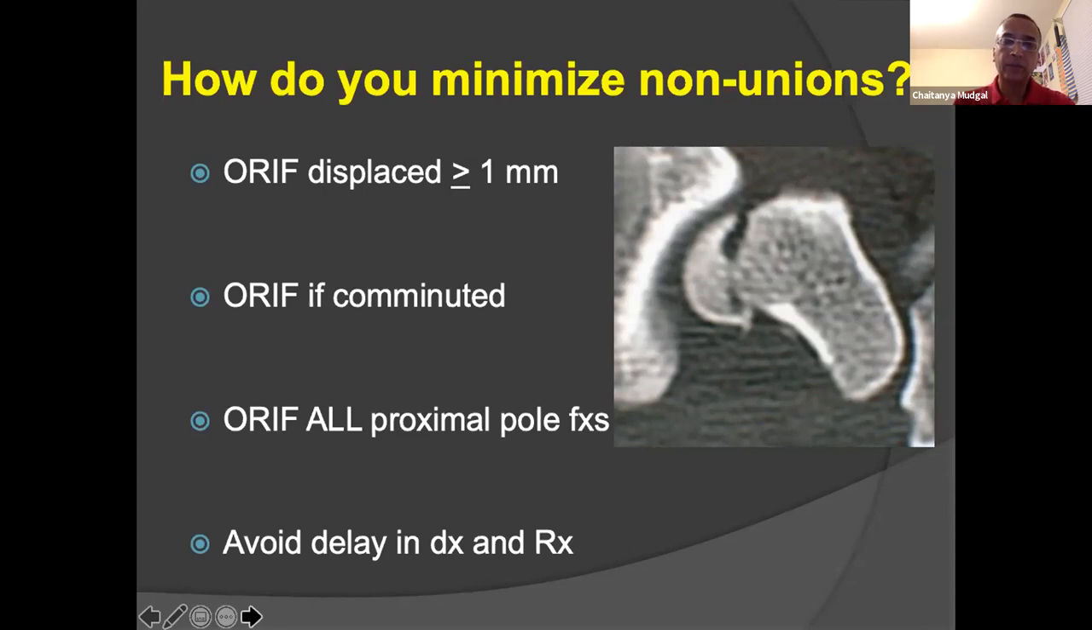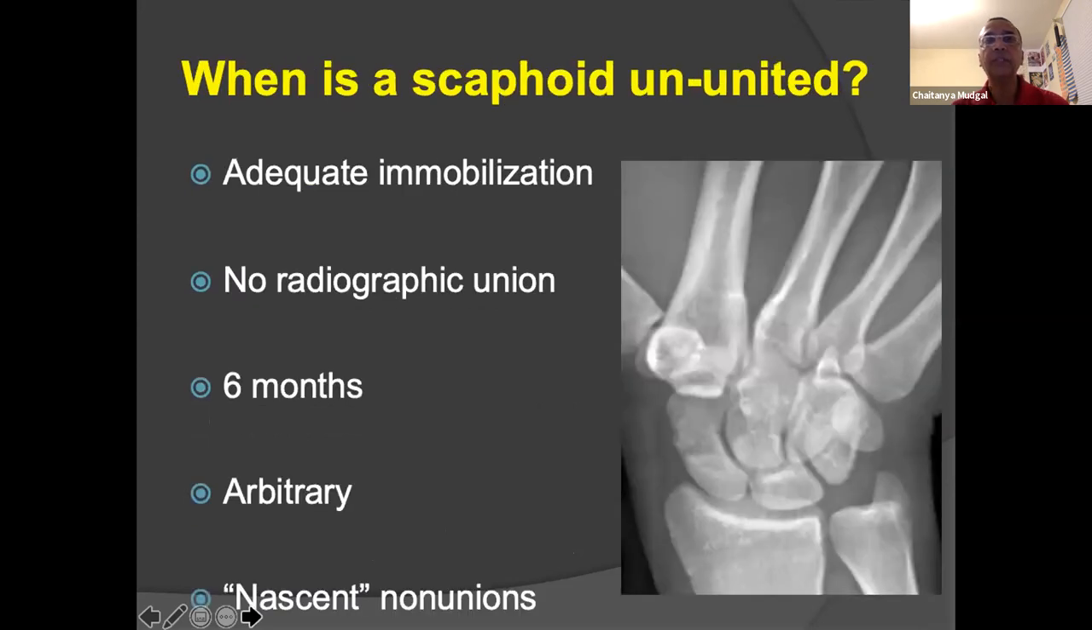And finally, we know from Tom Trumble's data that a delay in diagnosis of greater than 3 weeks is associated with a reduction in union rates of 50%. So once you decide you're not going to let a scaphoid go on to non-union, you have to understand, as you assess a scaphoid, when should you consider it as ununited? Well, if you immobilized a scaphoid adequately and appropriately for 6 months and there is no evidence of radiographic union, then that may be considered a non-union.